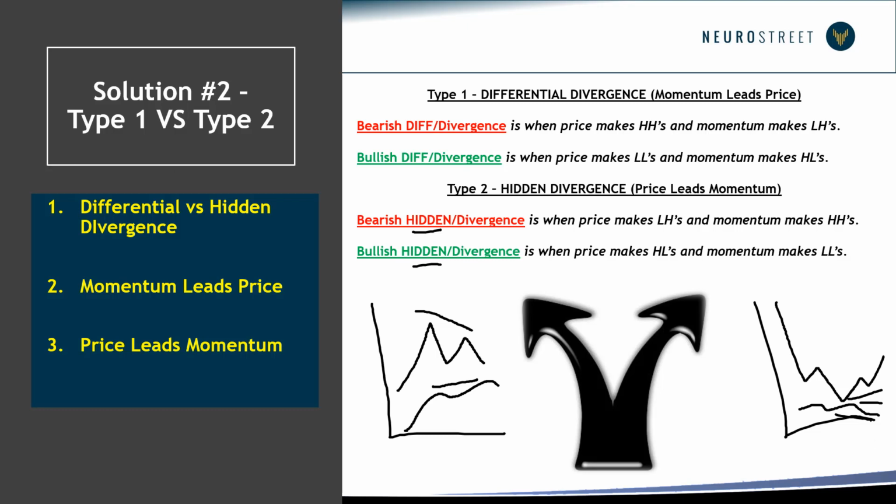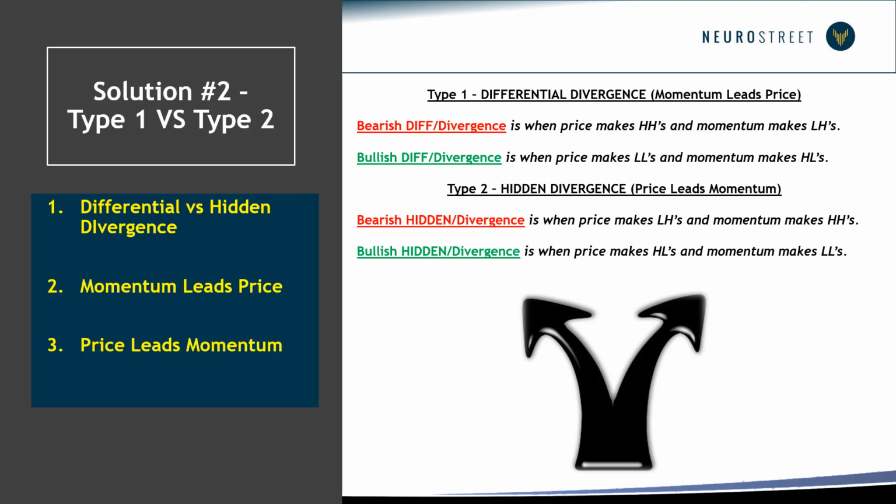Okay? So let's take away and make a summary of this. 80% of the time, you're going to see differential divergence. 20% of the time, you're going to see hidden divergence. Which one do you think is more important to learn? Anybody have an answer to that? Vincenzo says differential. Al says differential. Okay. It happens more often. Exactly. Vincenzo nailed it. It's because it's happening more often.